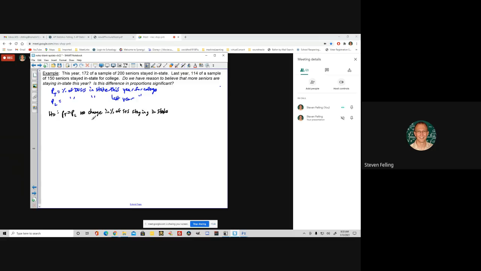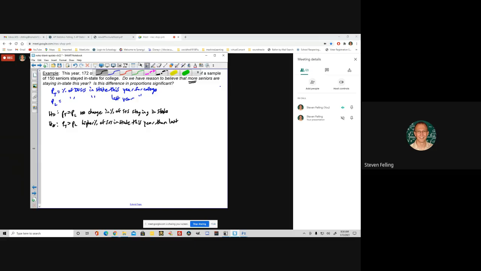Okay, the direction for HA depends upon the wording. It says, do we have reason to believe that specifically more seniors are staying in state this year? So that would be this year's proportion is greater than last year's proportion. So this direction has to match the wording. Okay, and that would mean a higher percentage of seniors in state this year than last. Right now, I'm asking you to write them both in words and in symbols, okay, for full credit, and define symbols. Okay, so we've got that.